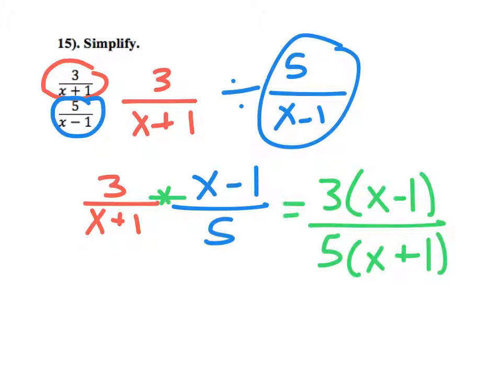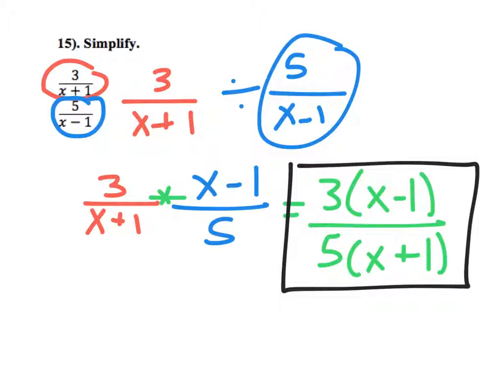Now, if anything cancels, you should cancel it out. For this one, I actually can't cancel anything. Our x minus 1 and our x plus 1 can't go together. There's nothing that goes into 3 and 5. So we're actually done. All you have to do is flip and multiply, and your final answer is 3 times x minus 1 divided by 5 times x plus 1.